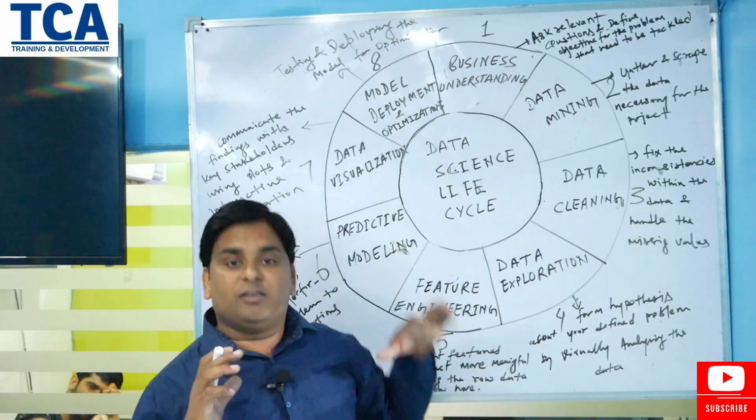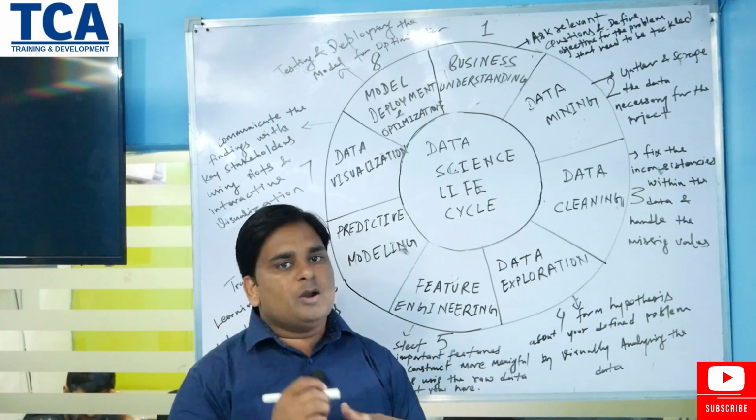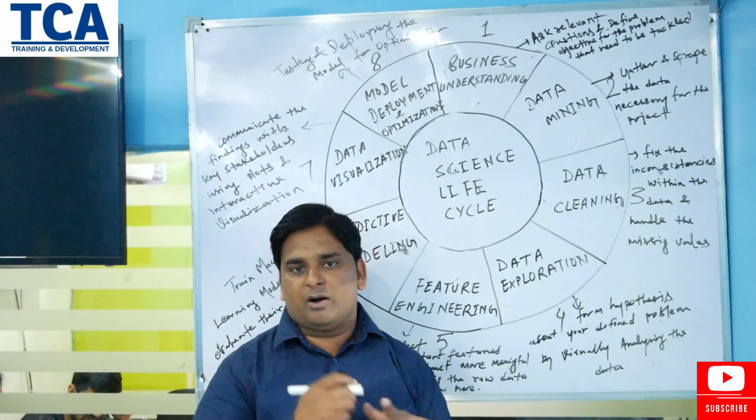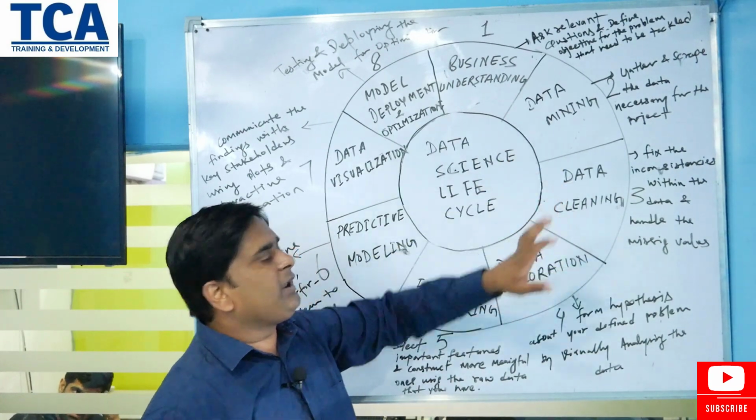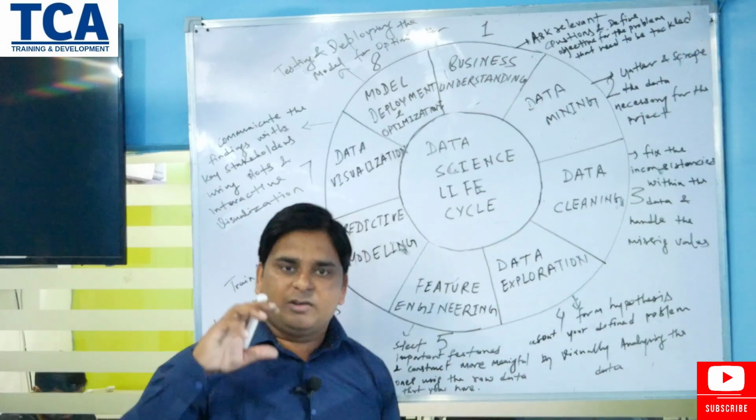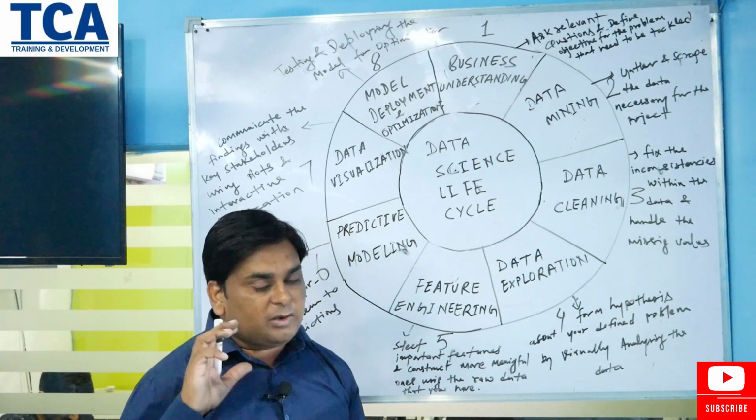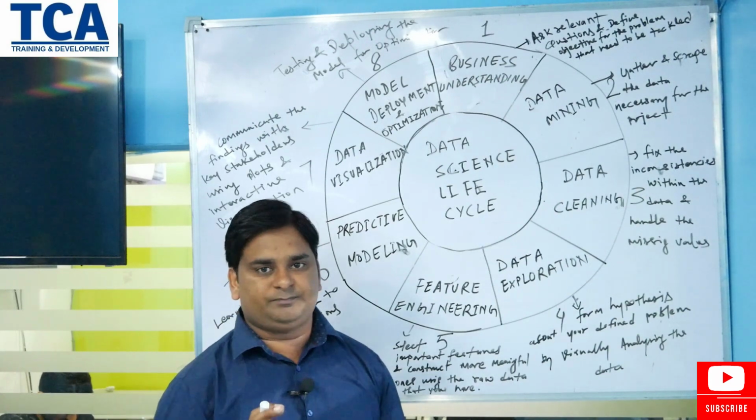So that's the business understanding. This is the most important and foremost part for a data scientist to go for. Second is data mining. In data mining, as a data scientist, you need to understand and gather the data.